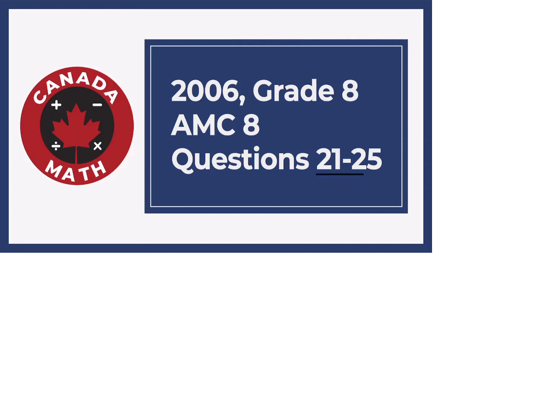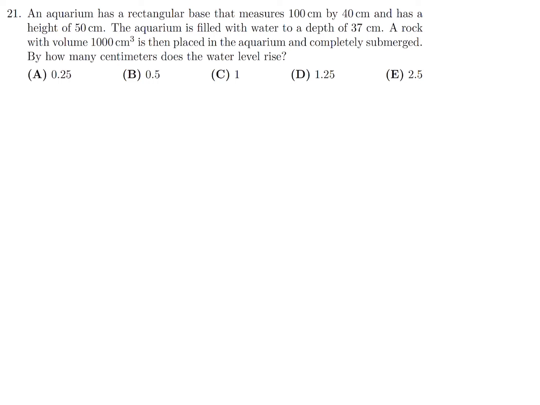Questions 21 to 25 on the 2006 AMC 8 for grade 8. An aquarium has a rectangular base that measures 100 by 40 and has a height of 50 centimeters. The aquarium is filled with water to a depth of 37 centimeters. A rock with a volume of 1,000 centimeters cubed is then placed in the aquarium and completely submerged.